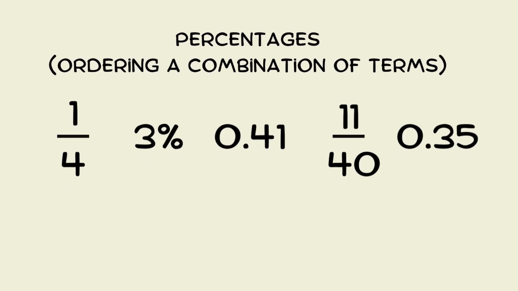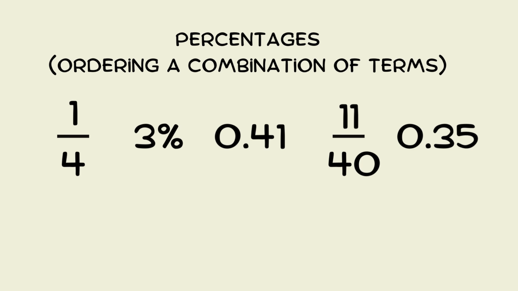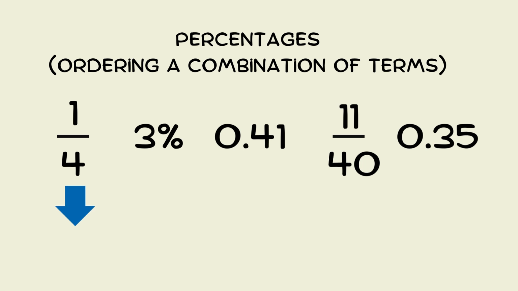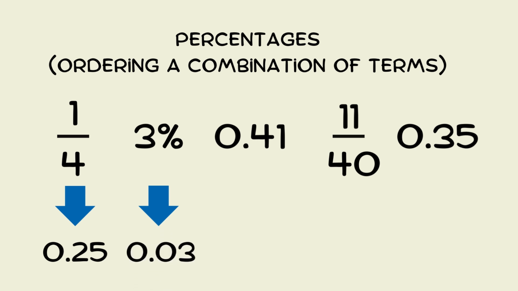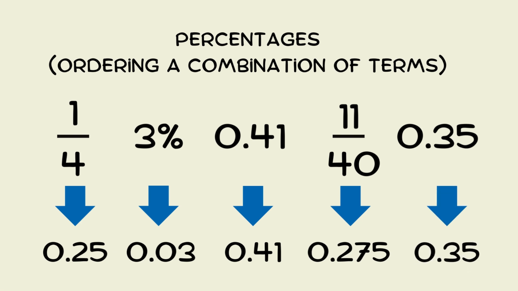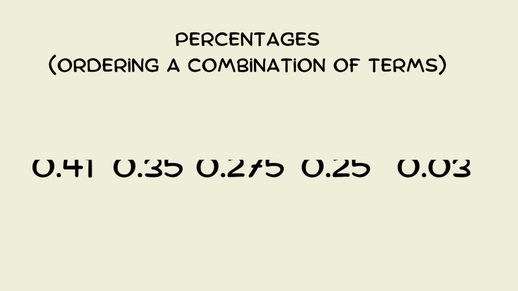This concept is the same even for percentages. Let's say we wanted to order these 5 numbers in descending order. Since these numbers are in different forms, the first thing we need to do is convert them to a form that is easy to understand. For me, I'm going to convert into decimal form. 1/4 is just 0.25, 3% is 3 over 100, which is 0.03. 0.41 remains the same. 11 over 40 is 11 divided by 40, which is 0.275. And finally, 0.35 remains the same. Therefore, in descending order they would look like this, but don't forget to convert them back to their natural form.